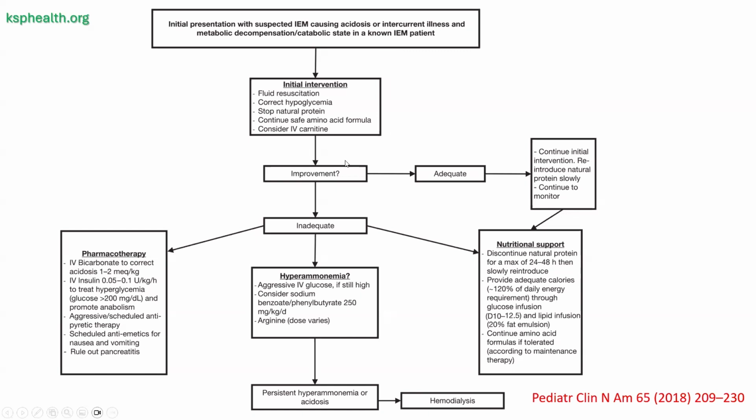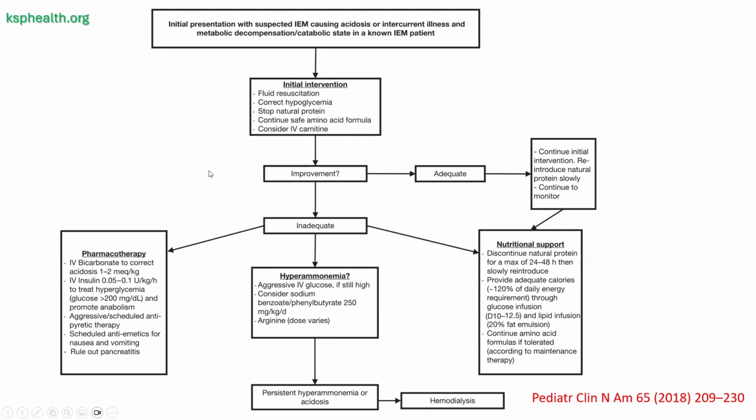Consider IV carnitine, and if the patient is improved and adequate, continue the initial resuscitation. If the patient is sick and inadequate, which most of the time they are, what you need to do is discontinue natural protein for 48 hours. It takes time for it to convert back. Provide calories by giving D10 or D12.5 plus Intralipid, 20% fat emulsion. After 48 hours, I'll start with amino acid formula and slowly go up. That's how we do it. Number one, you need to break the cycle, then introduce amino acid formula.